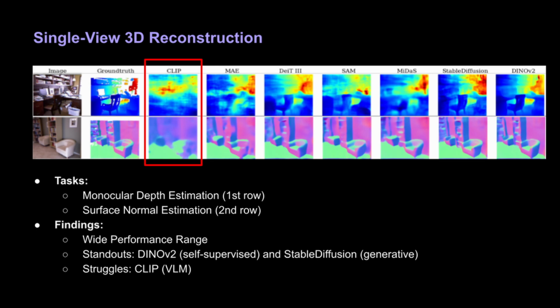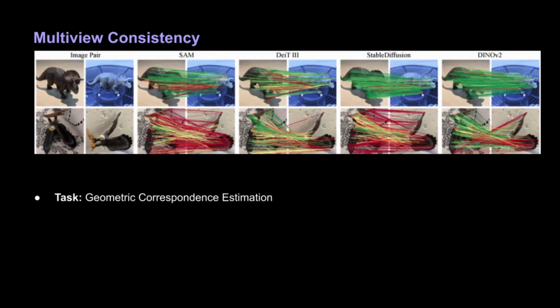The best performers were not explicitly trained for 3D tasks, yet still encode rich surface cues. The second core capability for 3D awareness is the multi-view consistency. Here, the task is geometric correspondence estimation, identifying the same 3D points across different views of the same scene or object. From the result, we can see that the models perform well with minimal viewpoint shifts, but struggle as viewpoint differences increase, indicating limited 3D consistency.